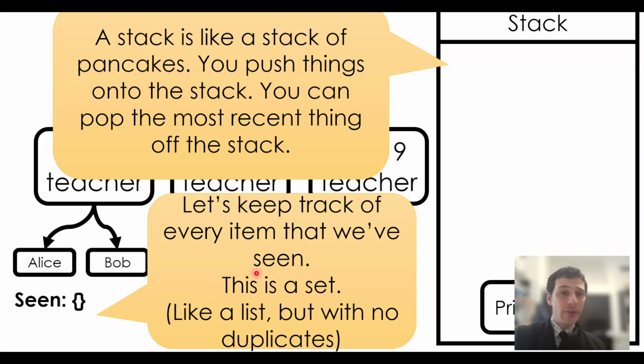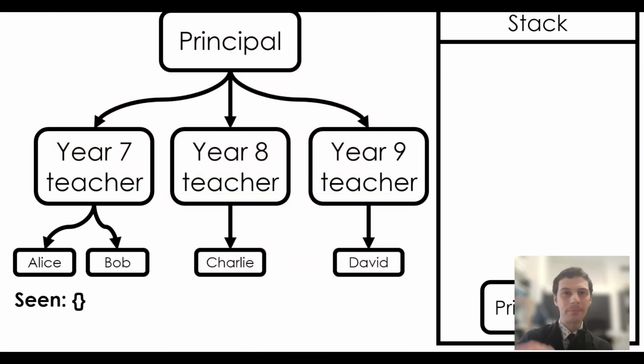Let's keep track of every item that we've seen. It's like this is a set of things we've seen. A set is like a list, but it doesn't have any duplicates. It's only got one copy of each thing. We don't need this. This is just to help you show what is happening. So you don't need the seen set to do depth first search, usually, unless there are cycles in your graph that I won't talk about right now.